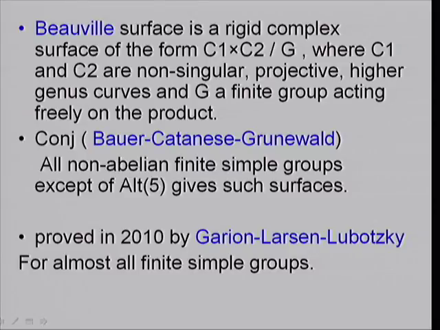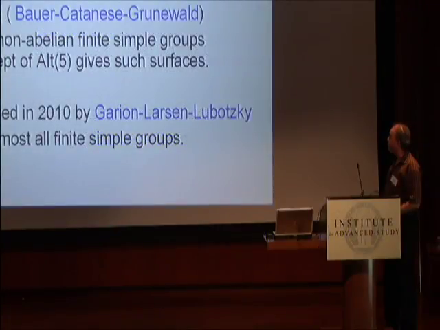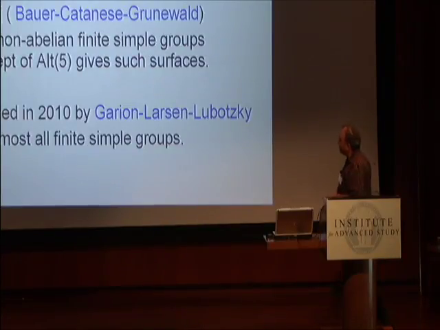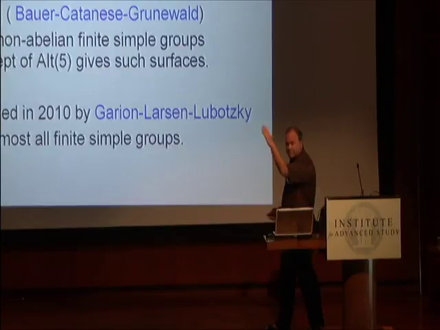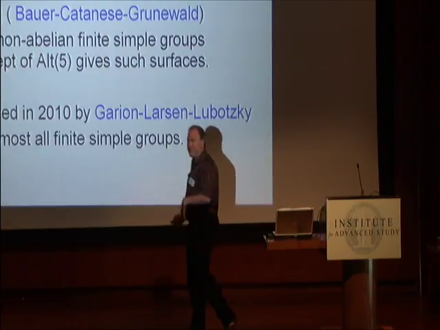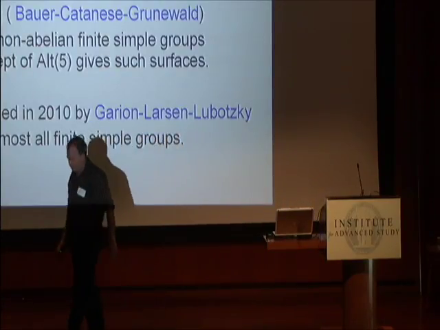Recently, Shelly Garion, Mike Larsen, and I managed to prove almost the theorem. We proved that for almost all finite simple groups, you have it, but we are not sure about the small groups. And in principle, our proof is effective. We can say when it starts to be true, but it starts to be true very, very far. So there is still work to do if you really want to prove it.